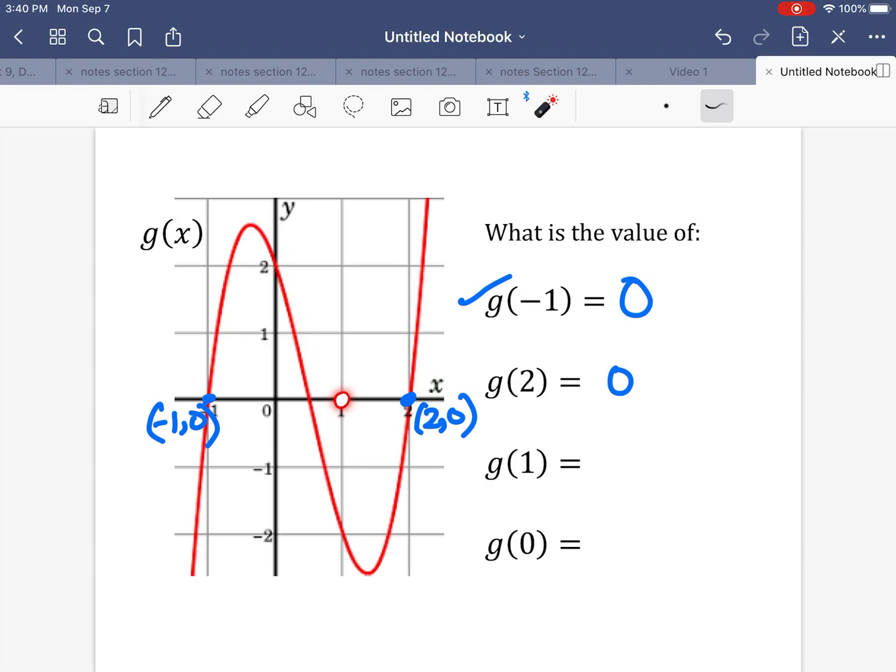Now g of 1 is a little bit different. So if I go to 1 on the x-axis, the graph isn't there like it was before. I have to go down here to find the graph. So there it is at negative 2. So the point on that graph was 1, negative 2, so I would say the answer is negative 2. All right, and then g of 0. So plugging in 0 always gives you your y-intercept, so that's kind of an important thing to note. So here's 0. I go up and find my picture, and there it is right at 2.